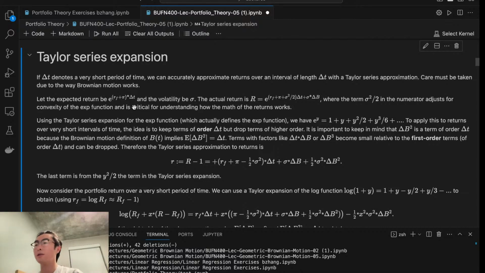Okay, this 1/2 sigma squared thing is still kind of confusing, so I'm going to look at the homework solutions.